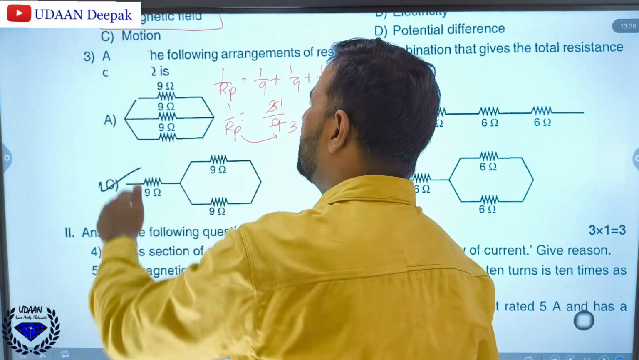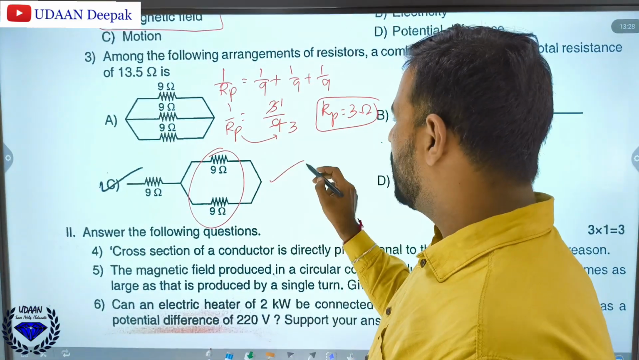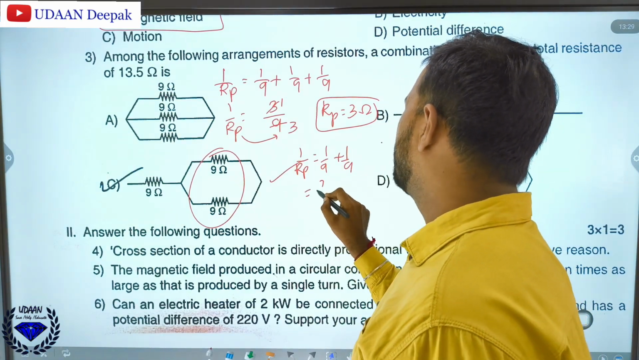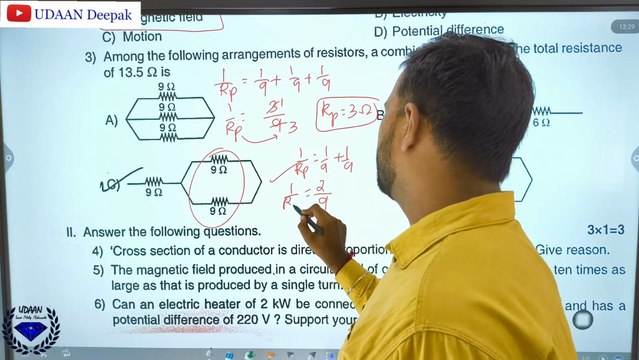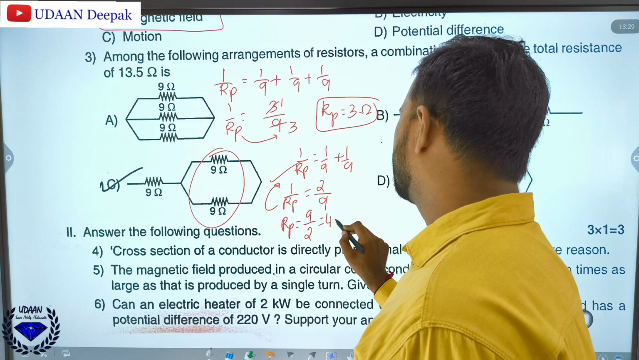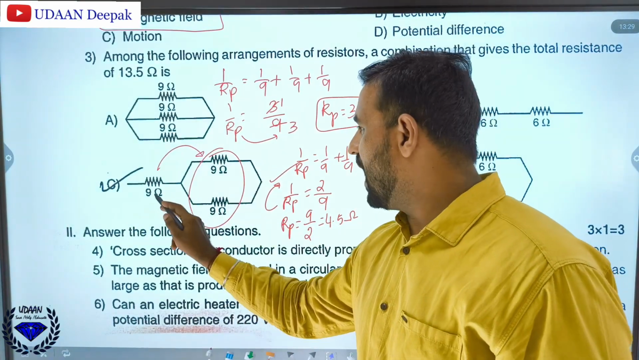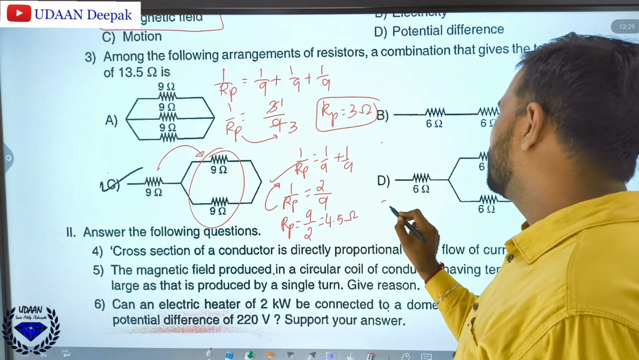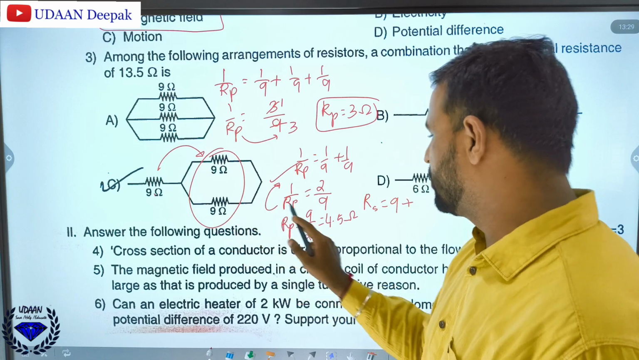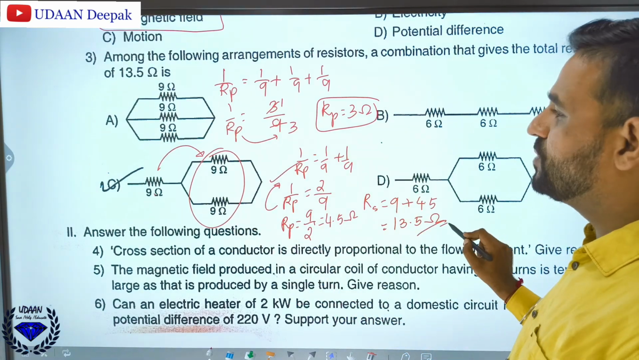No. Okay, now you take this one. See here, these two are in parallel. So how to write? 1 upon RP is equal to 1 upon 9 plus 1 upon 9. It will be 2 by 9. So always remember that the answer is the reciprocal. It is 9 by 2, which is nothing but 4.5 ohm. Then this and this are in series now. So 9 and this parallel combination. What is the total resistance in series? 9 plus this 4.5. So we will get 13.5 ohm. So option C is the right one.